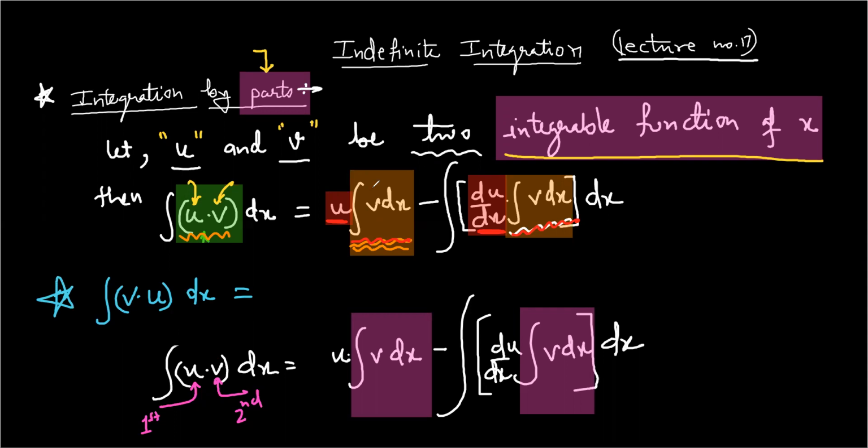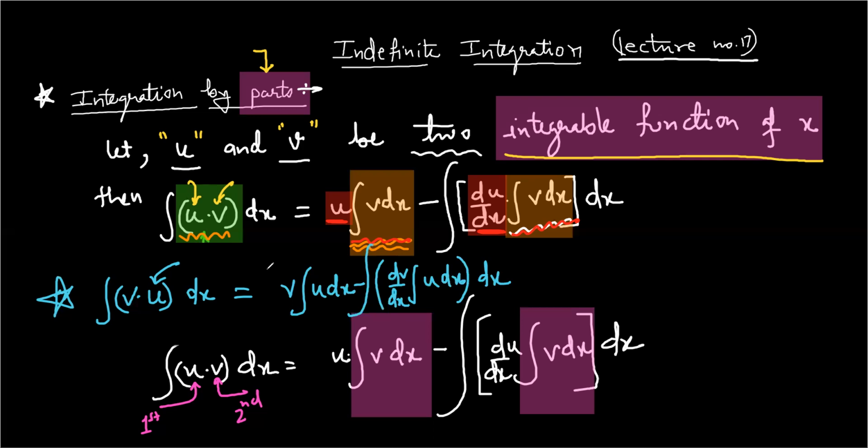So what will happen here? Remember, you will integrate u two times. This is according to the law. According to the statement, you will integrate u two times. So u dx, first time when you integrate, you will multiply v. Then again u dx, second time when you integrate u, you will multiply derivative of v. And then this thing you will integrate once again and subtract.